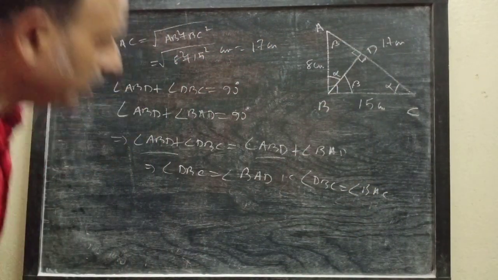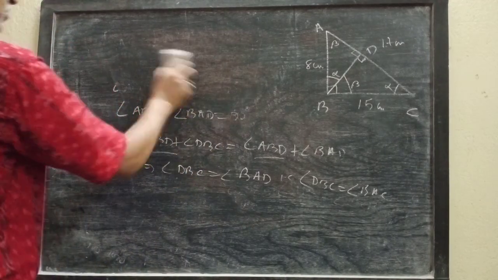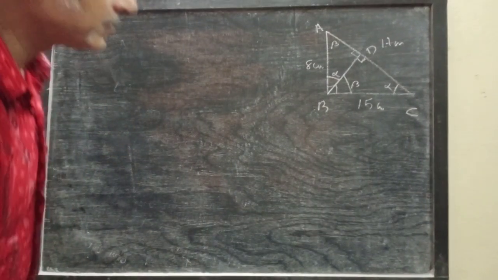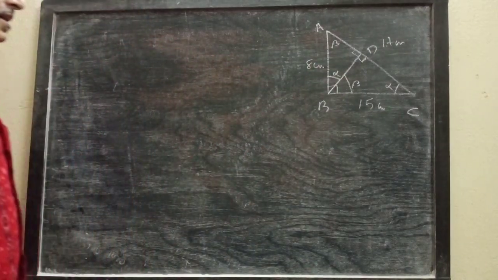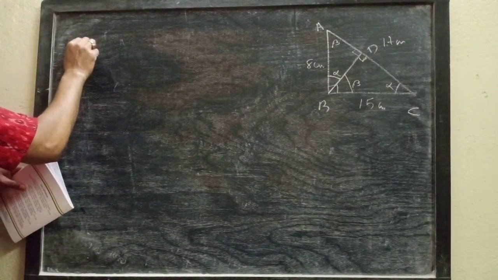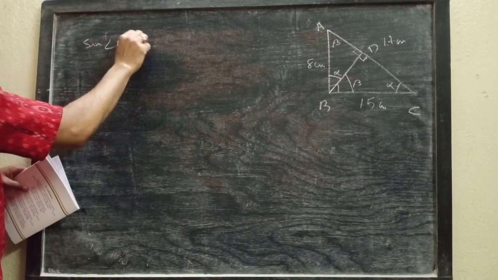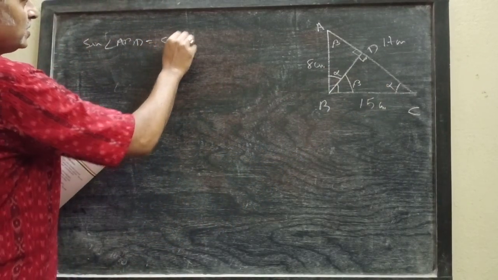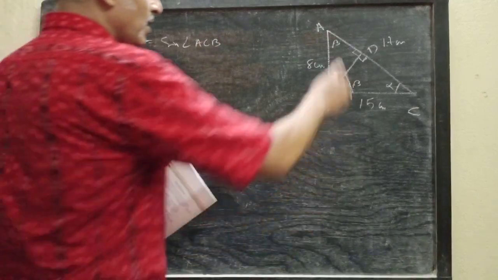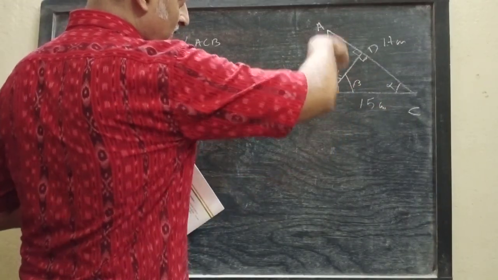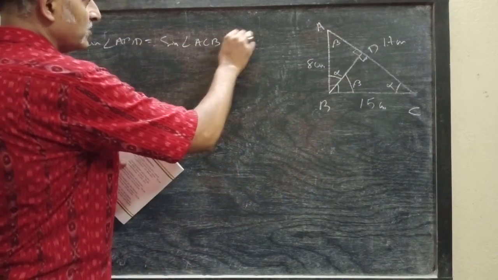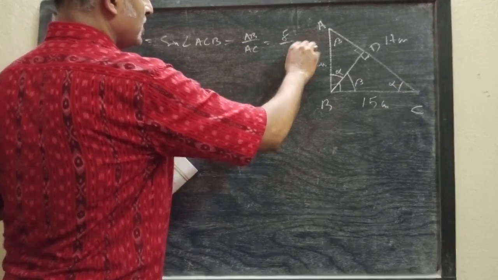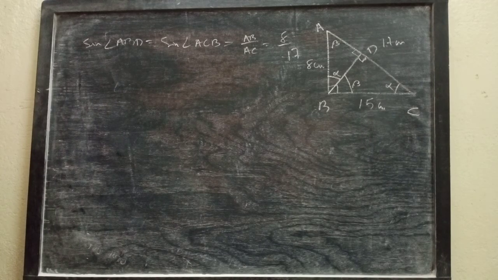Okay. Now let us find the required ratios. First we find ratios of angle ABD. So sine angle ABD: we have deduced that angle ABD is same as angle ACB. So this will be sine of angle ACB. The side opposite to angle ACB is AB, the perpendicular, and H is AC. So this will be AB by AC. Your AB is 8, AC is 17. So you get sine angle ABD as 8 by 17.